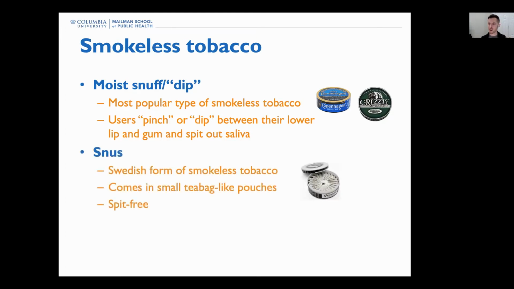But maybe a more refined type of smokeless tobacco is something called snus. This is very popular in Scandinavia. Actually, in some Scandinavian countries like Sweden and Norway, snus has overtaken cigarettes as the most common form of tobacco. So snus comes in a tea bag-like pouch. They're very small, and the user sticks it between usually their upper lip and their gum, and they absorb the nicotine that way. And with snus, the user does not need to spit. It can kind of sit there in their upper lip, and it's fairly discreet, and again, spit free.